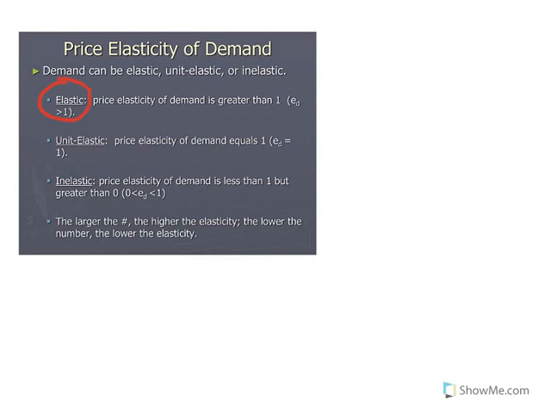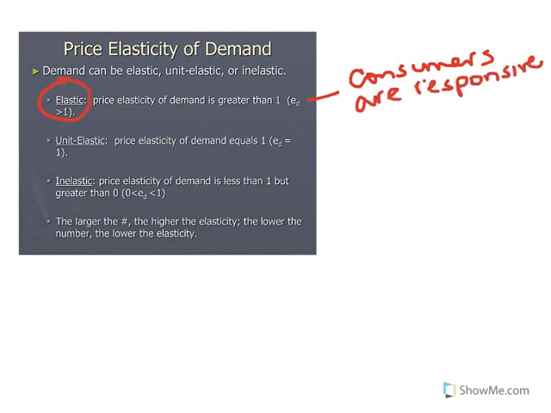So when you have elastic demand for a good or service, what you're basically saying is that consumers are more responsive to price changes. So think of it in percentage terms. If there's a 1% increase in the price of a good, consumers will decrease the quantity that they demand by more than 1%. That's how we're able to come up with a value that's greater than 1. So consumers are responsive to price changes.